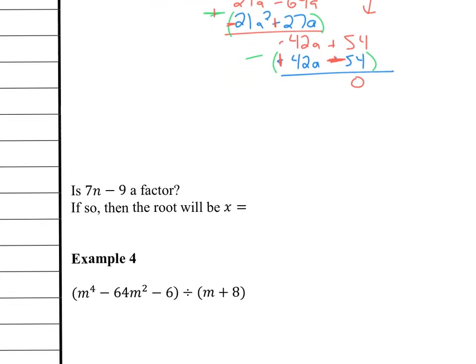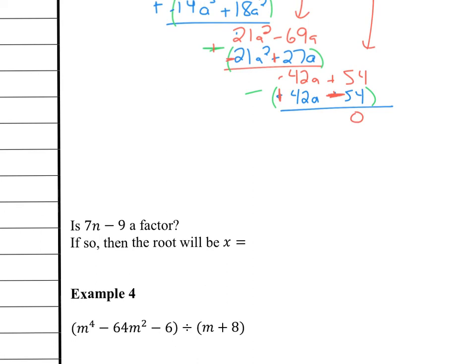So is 7n minus 9 a factor? The answer is yes, simply because the remainder was zippity 0. If so, what will the root be? Well, if we have 7n minus 9 equals 0 because it's a factor, we add 9 over and divide by 7, and we get 9 over 7.